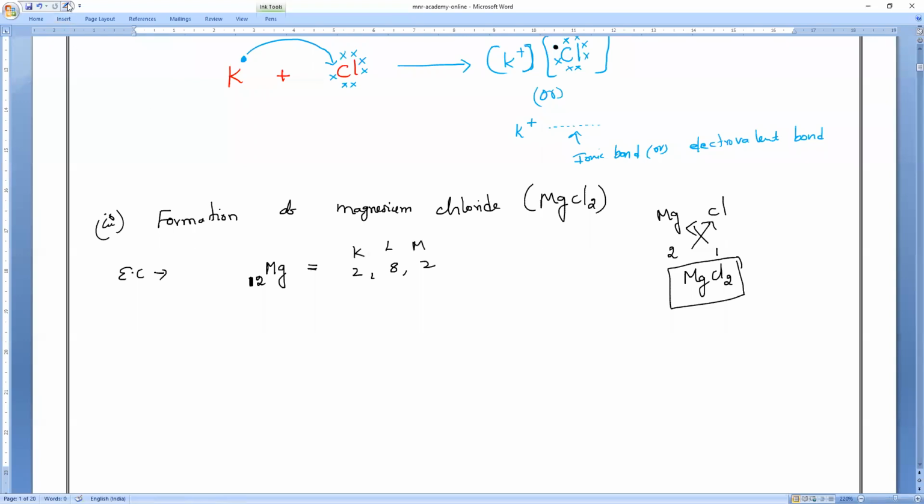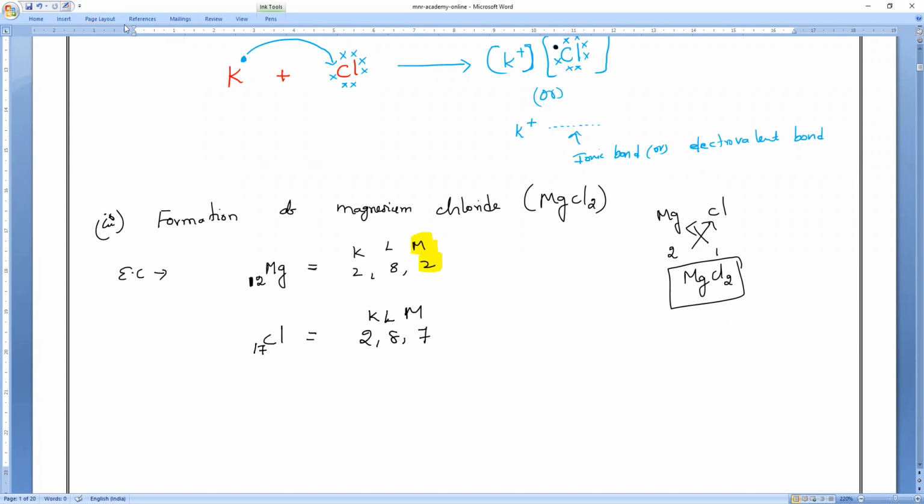What is the valence shell, everybody? M shell. And it is donating how many electrons? It's not one electron. It is donating 2 electrons. Next, chlorine as usual, 17. So what is that? 2, 8, 7. So this is K, L, and M.